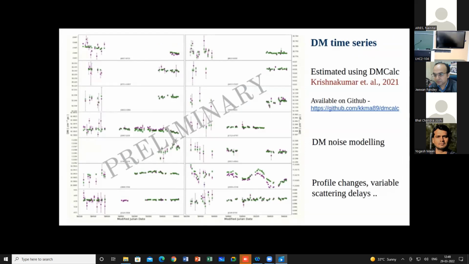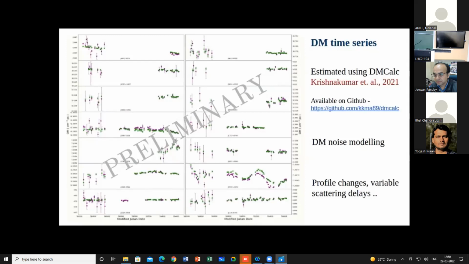For instance, what you're looking at are the dispersion measure time series obtained from the narrowband technique for all 14 PTA pulsars over their available baselines. Estimations are done using DMCalc, a script written by Krishnakumar et al., which is an elegant combination of traditional pulsar data analysis and timing software, along with intelligent regression-based analysis. And the time series obtained would enable us to do modeling of DM noise in real DM data, which is quite fantastic.